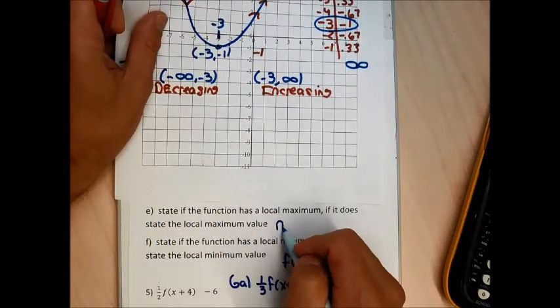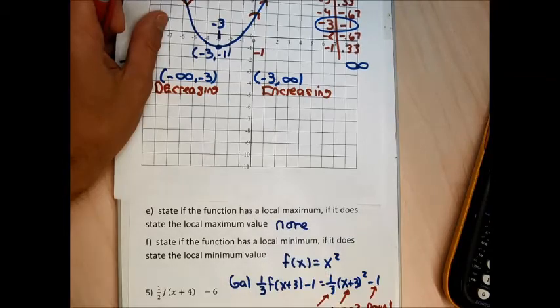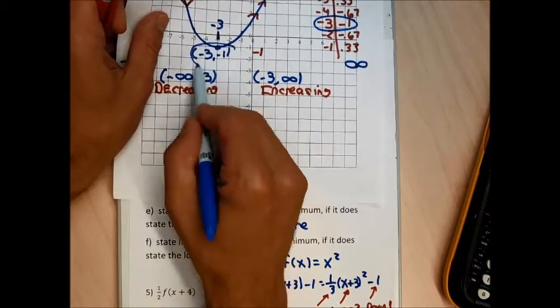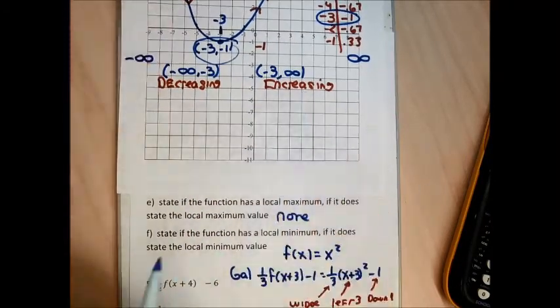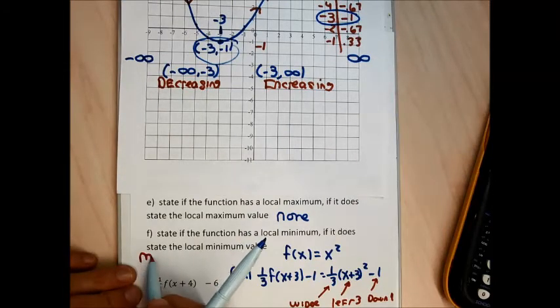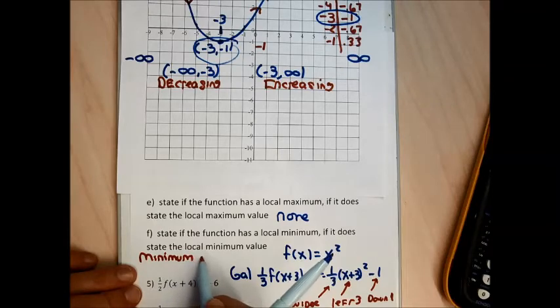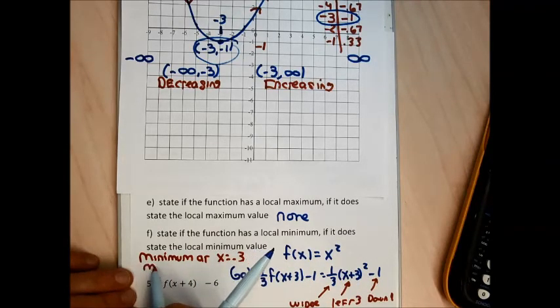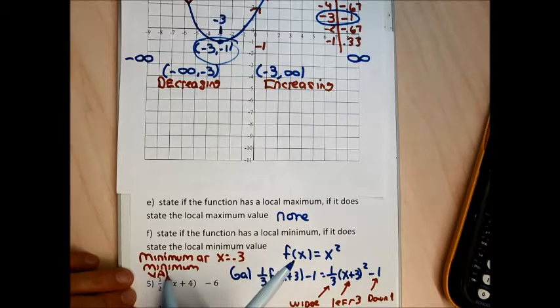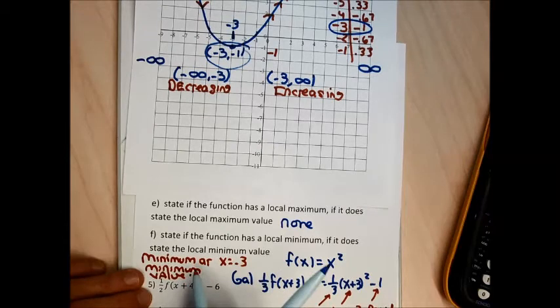For part E, this graph doesn't have a maximum point. So for part E, it says state if the function has a local maximum point. It doesn't. The vertex is the minimum point. And so I'm going to say there's a minimum at x equal to negative 3, and the minimum value is the y-coordinate of the vertex, y equal to negative 1.